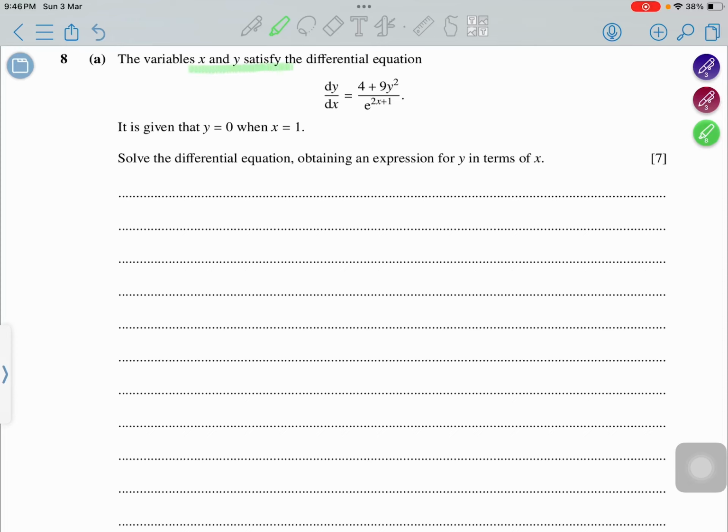The variables x and y satisfy the differential equation. It is given that when y is equal to 0, x is equal to 1. We need to obtain an expression for y in terms of x. Step number 1 is separating the variables.